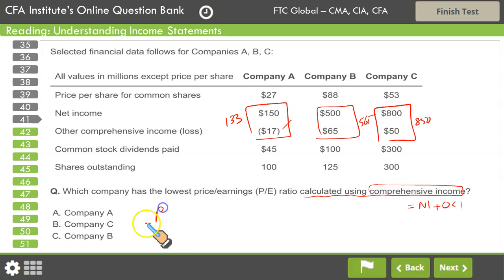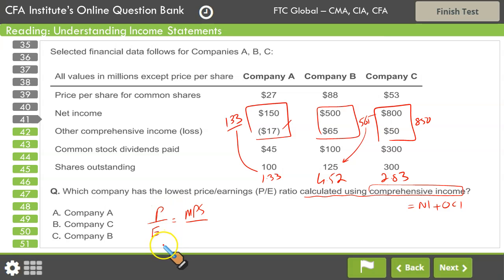What are we looking for? Price earning ratio. What is price earning ratio? Market price per share over earning per share, but earning per share in our case is going to be the comprehensive income per share. Comprehensive income per share, 133 upon 100 gives you 1.33. 565, your comprehensive income, upon number of shares, 565 upon 125, gives you 4.52. And 850 upon 300, that's 2.83. So these are the comprehensive income per share.